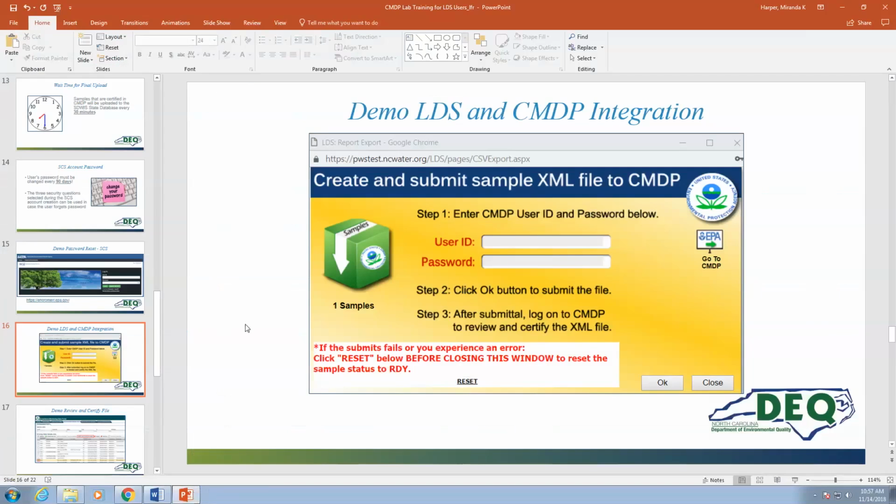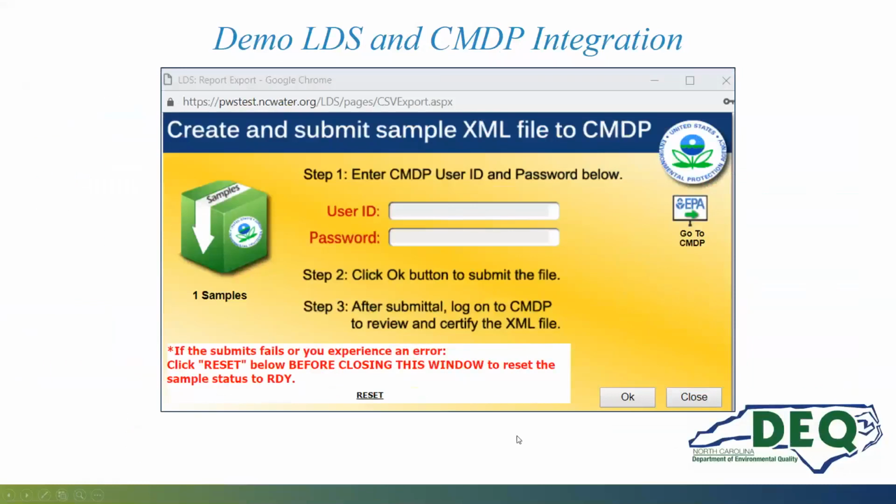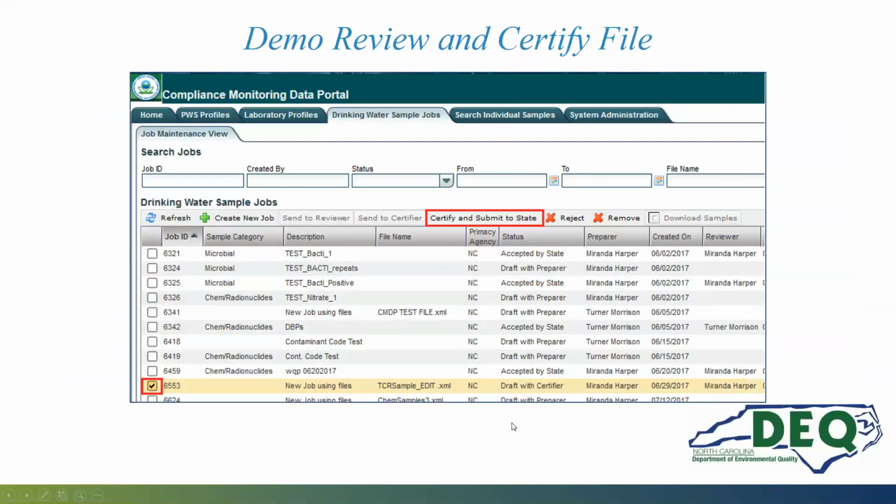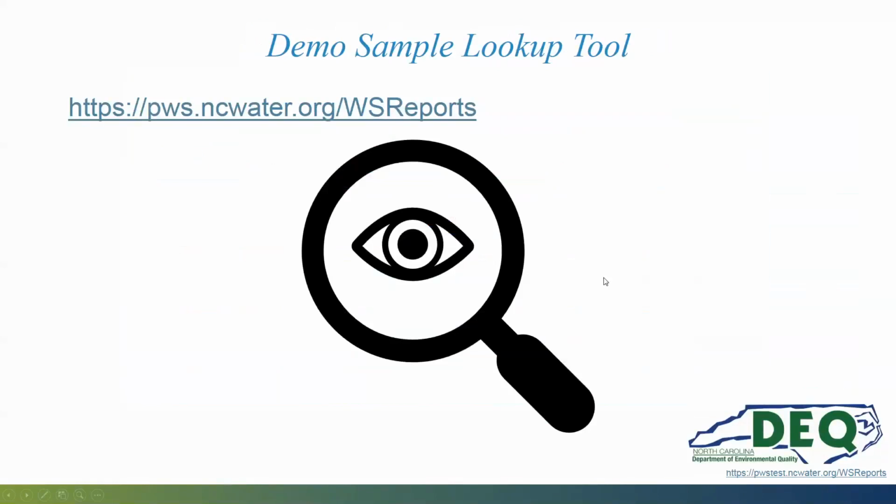We'll go ahead and go back to the PowerPoint for a minute. So we reviewed how to go through it in LDS. We reviewed how to do it in CMDP. One of the last things that we wanted to show you is this sample lookup tool. This is something that's been recently updated on our website, and if you haven't seen it yet, I'll just go ahead and go over it with you.